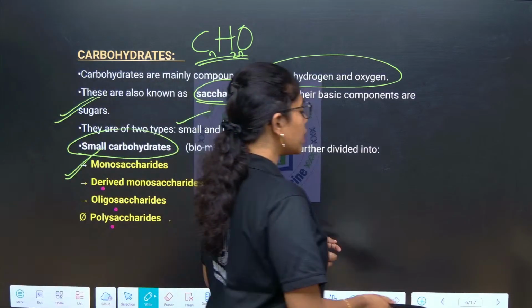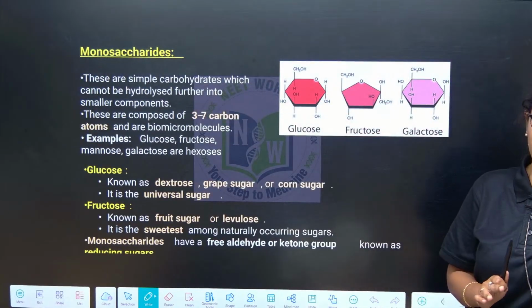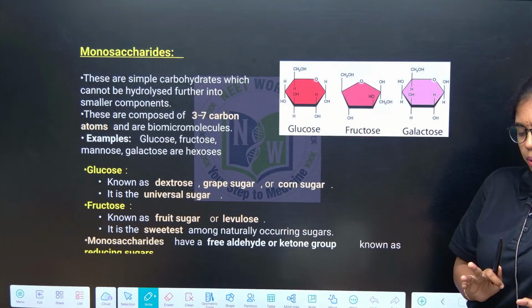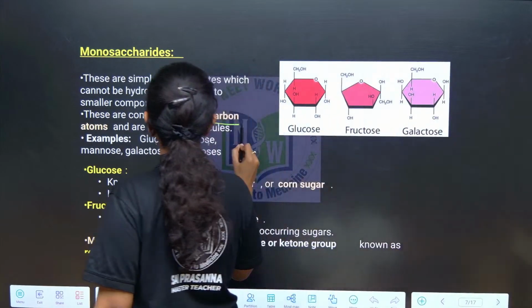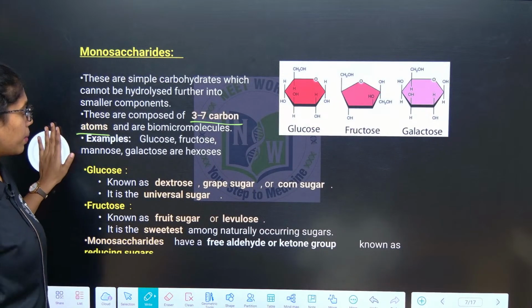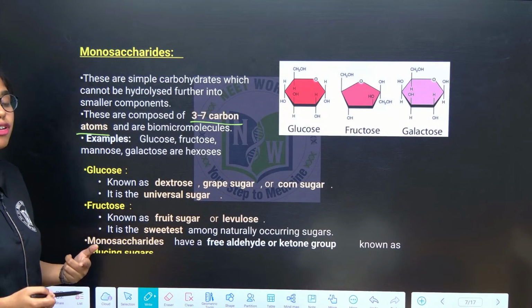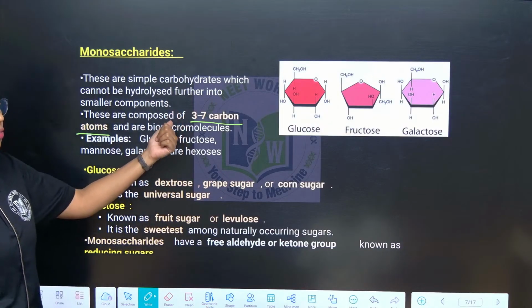Let us look into each type of carbohydrate. First is monosaccharides. Monosaccharides are the simplest form of sugar, beta. They are composed of 3 to 7 carbon atoms. They cannot be further hydrolyzed or simplified more. These are the simplest form of carbohydrates.